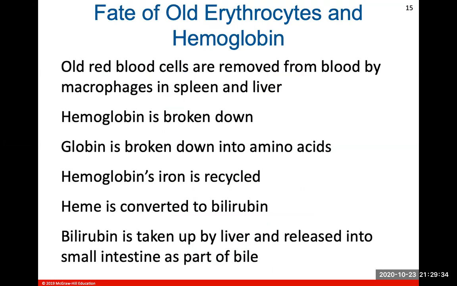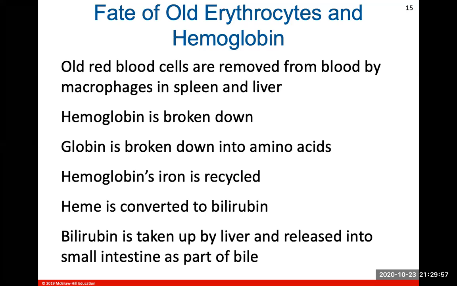The fate of old erythrocytes. So erythrocytes only last for about 120 days. Old red blood cells, again, red blood cells equals erythrocytes. Those are removed from blood by macrophages in your spleen and your liver. Hemoglobin is broken down, and globin is broken down into amino acids.